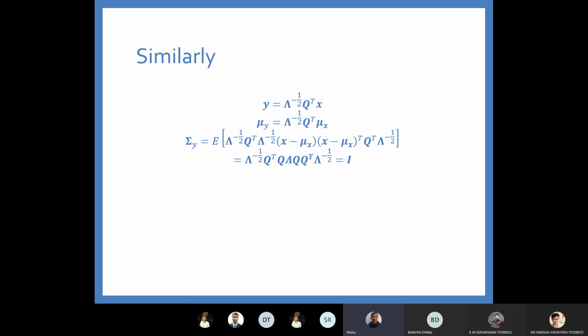I get a sphere, or each point with a constant probability for this new random variable Y, or new random vector Y, will lie on a sphere. So this is how I introduce sphericity into random variables. We'll revisit this whenever we discuss principal component analysis. Now this done, we have covered Gaussian random variables.